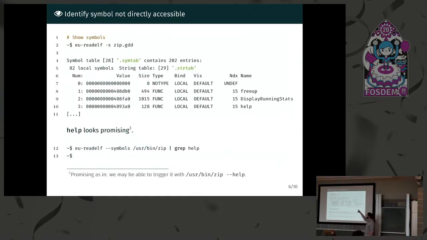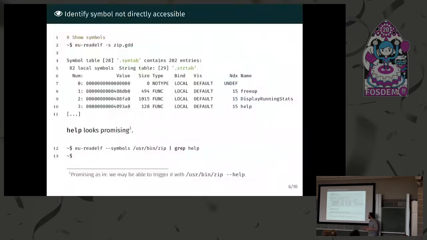And on this slide, you can see I've dumped the symbols. So this zip.gdd on line 2 is essentially the GNU debug data section that I've extracted from the zip binary. And here you can see this promising help symbol, because I just looked at it and said, maybe it's promising if you call zip --help, maybe that gets triggered. On line 12, we see that it's not in the directly accessible symbols, so it must come from the GNU debug data section itself, and there's no duplication there.